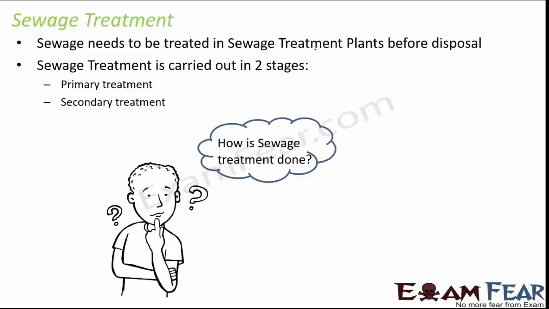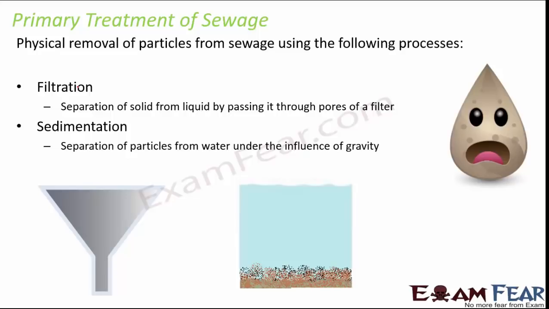Next, we'll talk about sewage treatment, because whenever we are talking about environmental issues, it becomes important to handle the sewage part smartly. Sewage needs to be treated in a sewage treatment plant before disposal. Sewage treatment is carried out in two stages: primary treatment and secondary treatment. In primary treatment, the unwanted particles are physically removed from the sewage. There are two processes which help. One is filtration, the other is sedimentation.